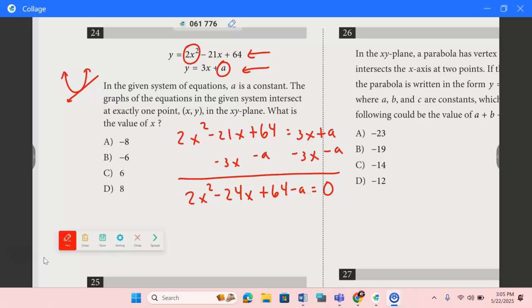Now, if it hits one time, that means when you factor this, it's what we call a perfect square trinomial. So let's divide these by 2. x squared minus 12x plus 32. The reason I'm dividing by 2 is it makes it easier to factor, and I can do that for free here because I've got this 0. If I do 0 divided by 2, it's still 0. Now, another problem is we've got this a, so it's now a over 2.